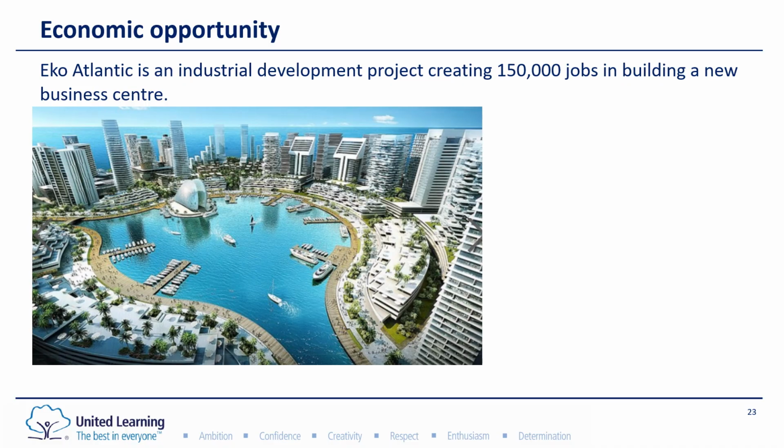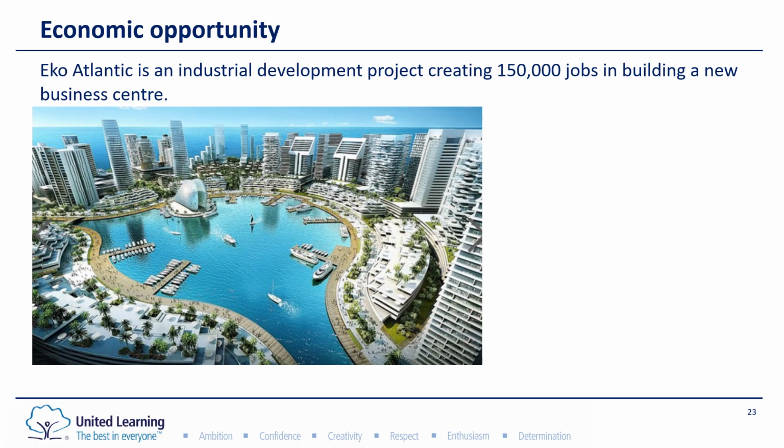Another economic opportunity is Eco-Atlantic. It's an example of urban planning, and Eco-Atlantic is a project where they are reclaiming land from the sea to develop a new centre of business and finance. This industrial project creates 150,000 formal jobs in the city. This means there's more economically active people who are contributing taxes to the government, which means the government can use more tax money to improve other infrastructure within the city.